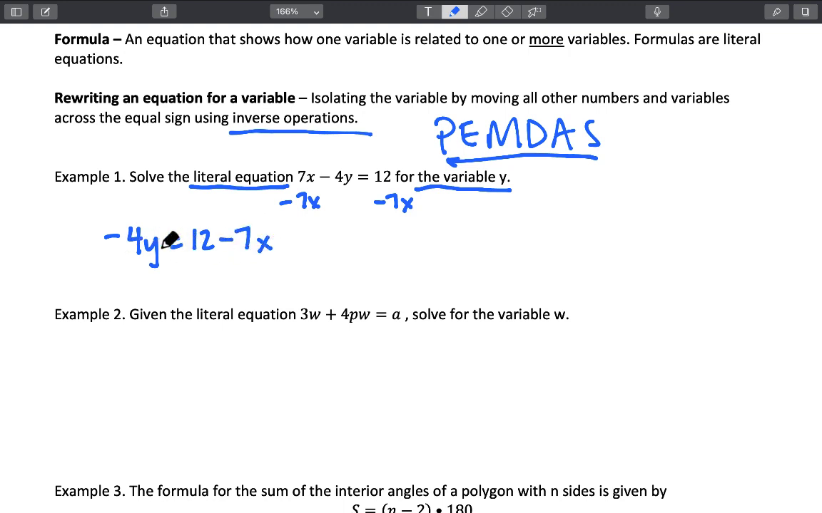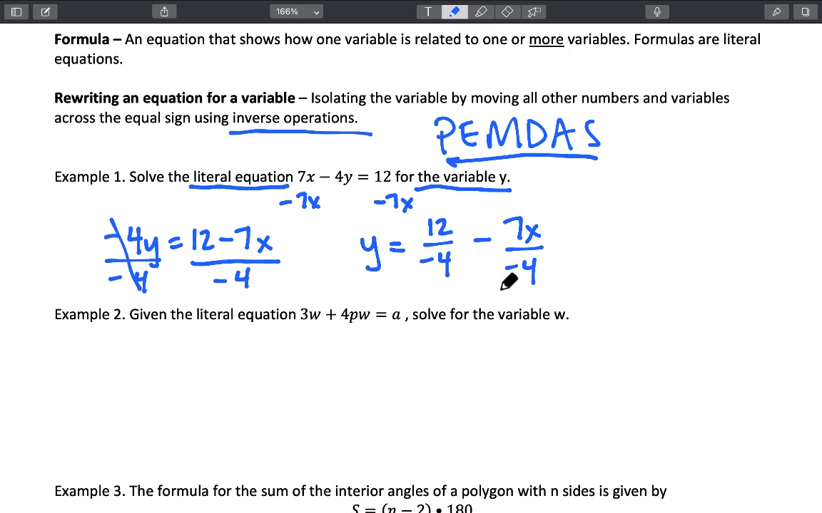The last thing we need to do in order to get y by itself is to divide both sides by negative 4. And when we divide, we have to divide both of those terms by negative 4. So in the end, we will have the equation y equals 12 divided by negative 4 minus 7x divided by negative 4.